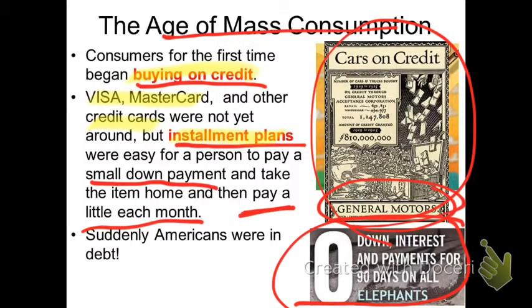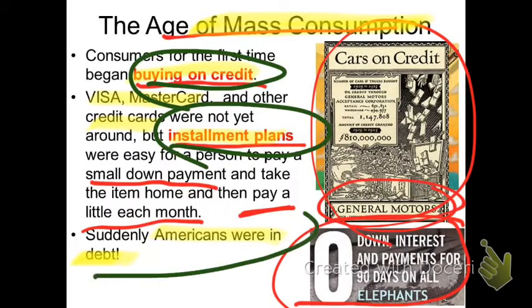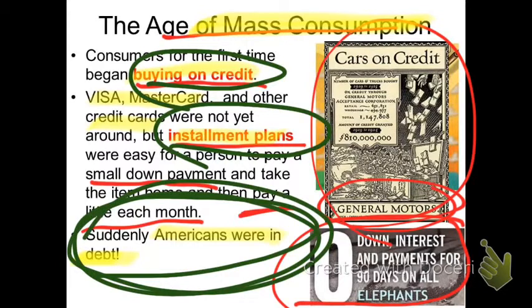Unfortunately, there is an unintended consequence here. Americans were now in debt. Before this period of time, if you couldn't afford to buy something, if you didn't have the cash in your hand, you didn't buy it. You waited until you saved up enough money. With the new age of mass consumption, with the ability to buy on credit, paying on an installment plan, people are now buying more and more, paying a little bit per month, and Americans were now in debt unlike they ever had been before.